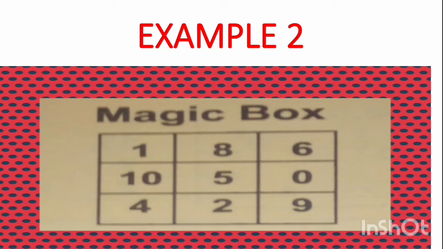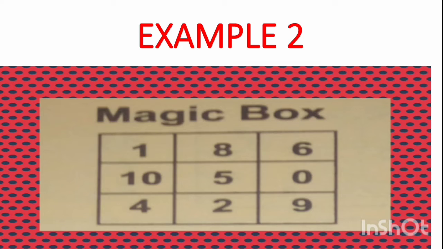There is something very unique. This box has a unique property in the sense that all the lines in the rows, columns, and the diagonals have the same value when added up. When all the numbers in each line are added up, they will give you the same sum.